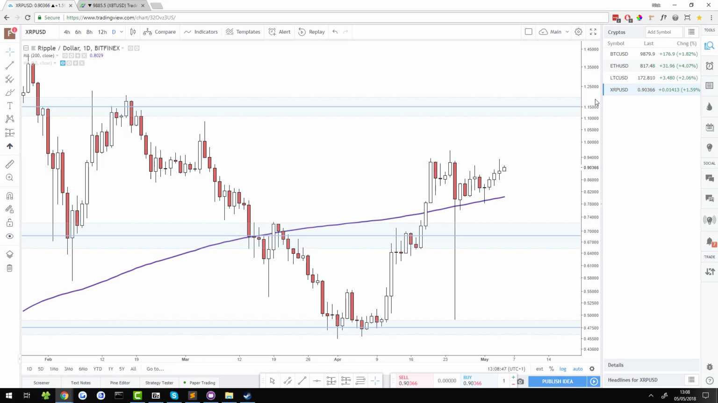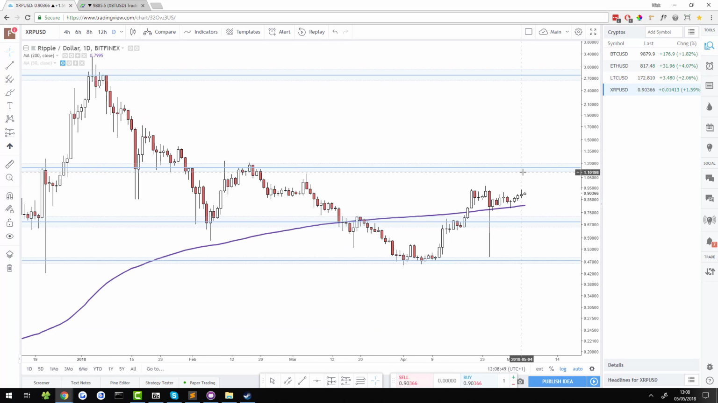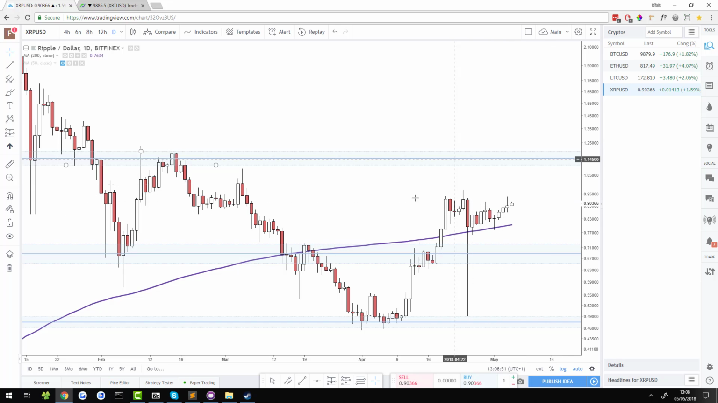And finally, we've got Ripple, which is just being very, very messy lately. I don't really see any potential setups here. It's in between support and resistance. It's not moving that much. It's a bit of a messy one, so I'm just going to ignore this one for this coming week.